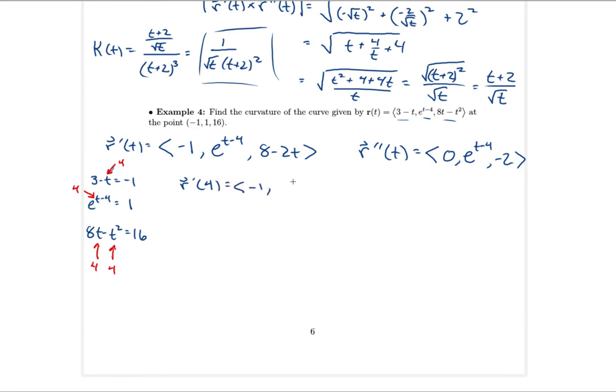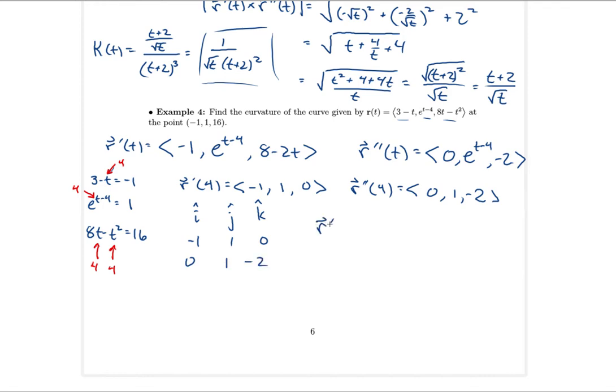So here's where I get to make everything numerical. If you plug 4 in for t here and here, you get 1 in the y and 0 in the z. And if you plug 4 in for t in r double prime, you get 0, 1, negative 2. So you can see one of the appeals of this is now when I take my cross product, I don't have to worry at all about variables or anything. I can just take the cross product of numbers, which is a lot easier.